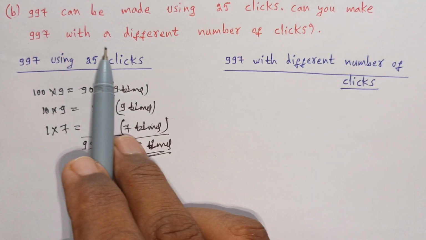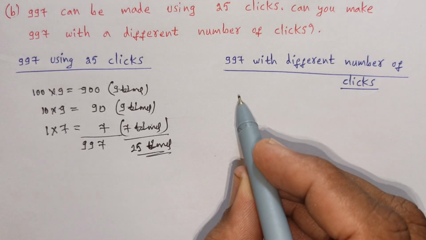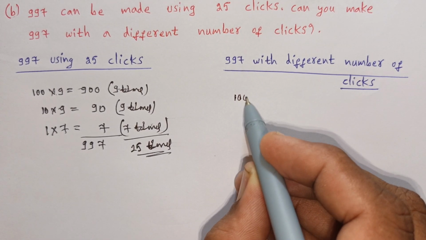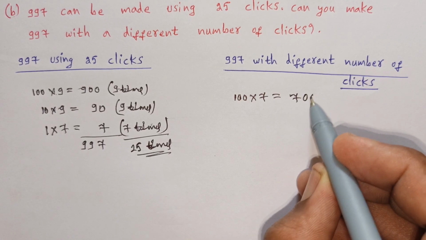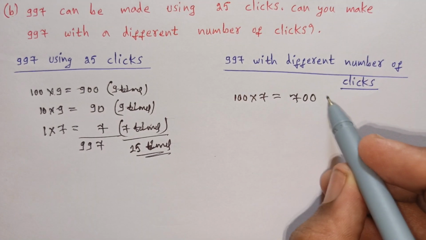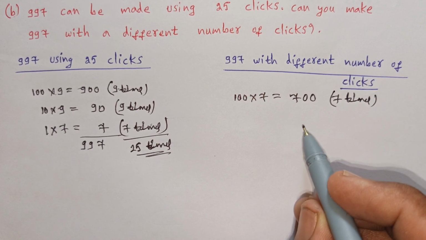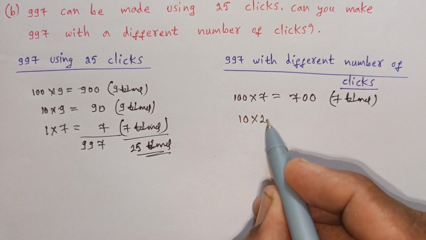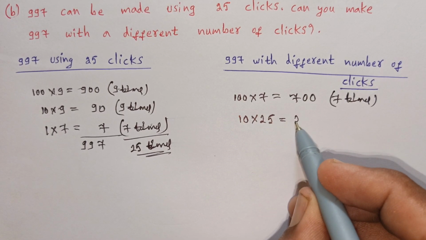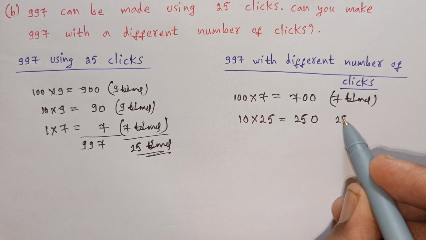Now can you make 997 with a different number of clicks? Is it possible? Yes, it is possible. So we will try a different combination. So 100 into 7 I am taking. So that is 700. So how many times now? 7 times. Next I am taking the 10 button. I am pressing it 25 times. So we will get 250. So here 25 times.